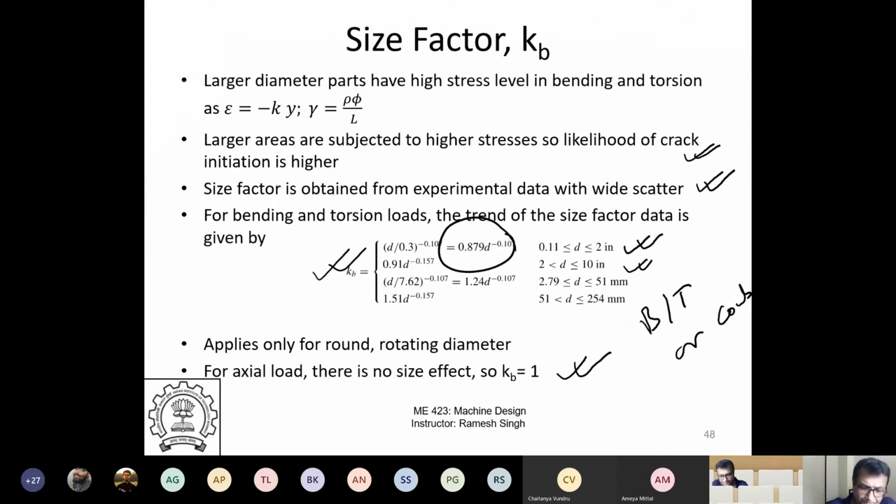What is Kb? Now, what will happen in Kb? Size factor, what do we do? What will be the size factor here in Kb? Will there be one or no? Will there be a size factor or no?